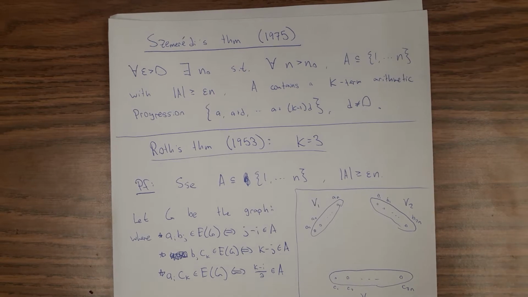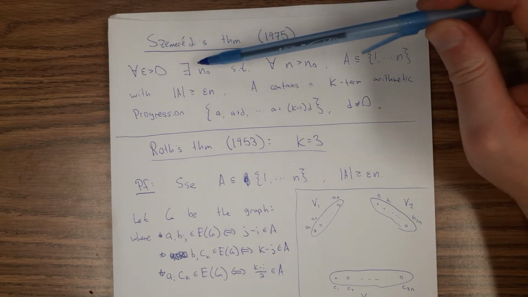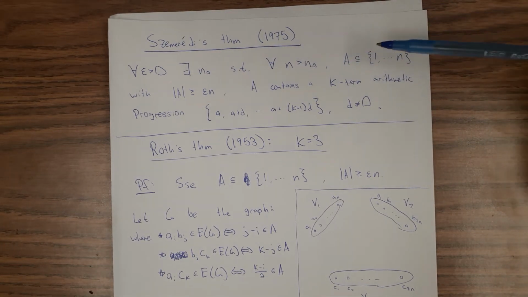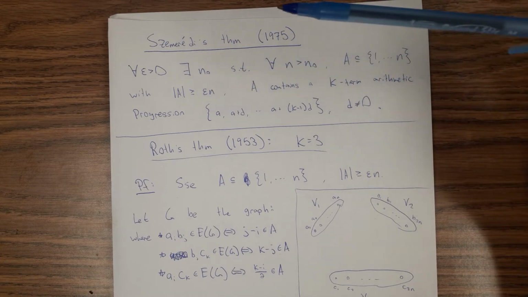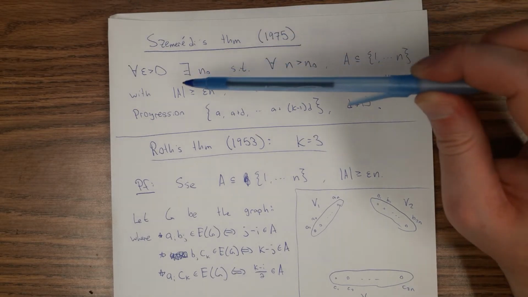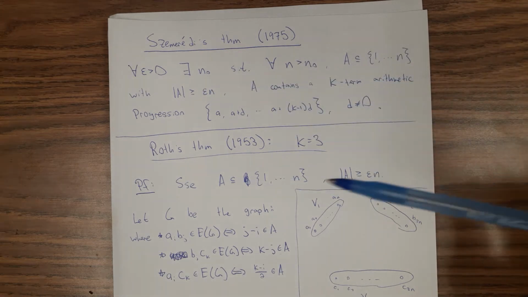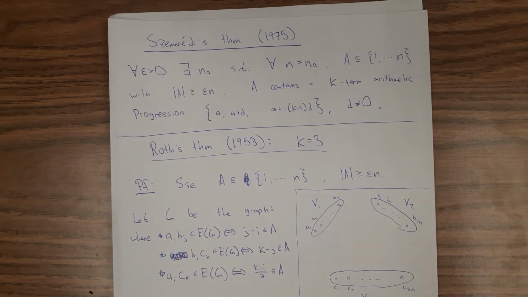It was a long-standing conjecture, and it states that for all epsilon greater than 0 and sufficiently large n, and for all subsets A of the integers from 1 to n that have a density at least epsilon. In other words, the size of A is at least epsilon n. Epsilon is like saying we have chosen at least epsilon fraction of the integers from 1 to n.